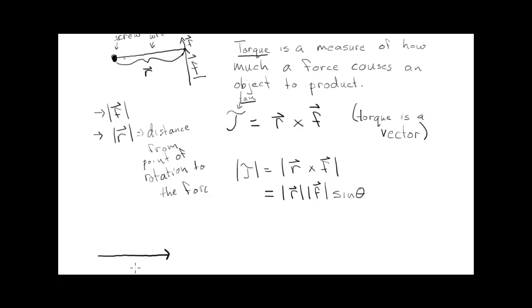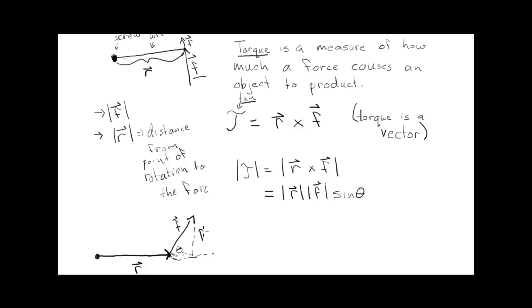So I'm going to draw another picture of R and F here. R is this vector going from the point of rotation to the point where the force is applied. Here's F. Let's say F isn't applied perpendicularly. Let's say it's applied in this direction. So theta would be right here. Okay? So remember, F is now made up of two components, right? This component and this component.